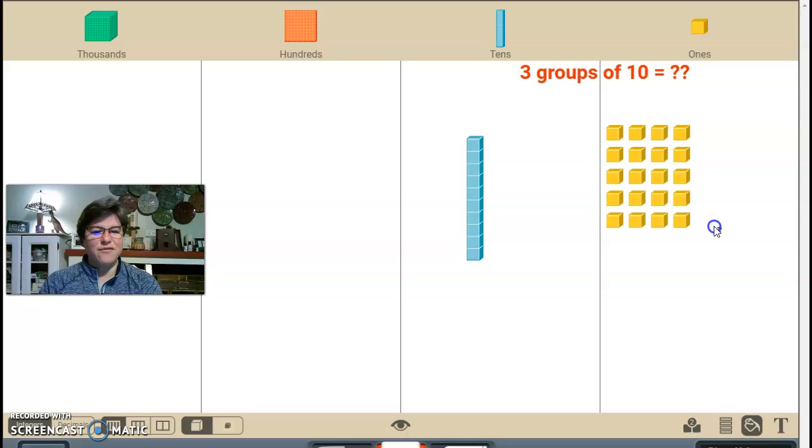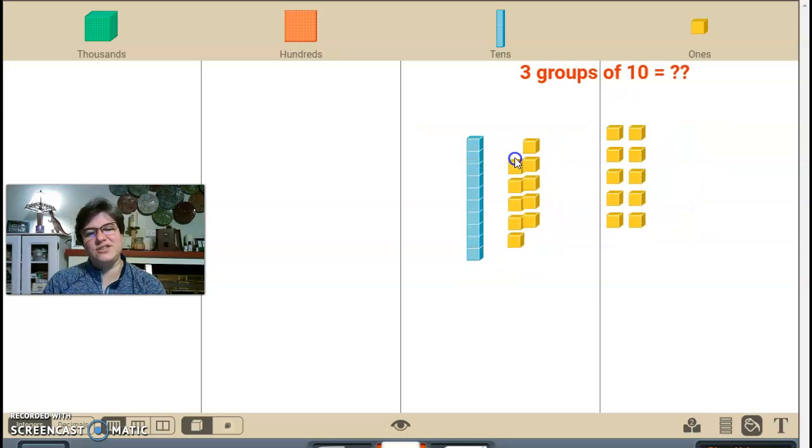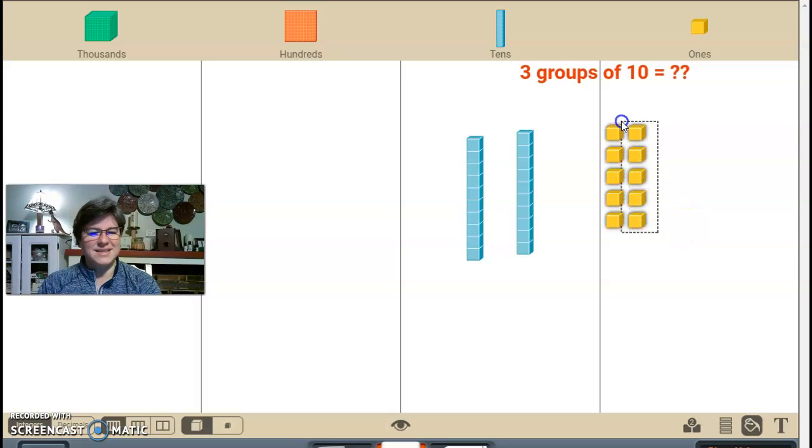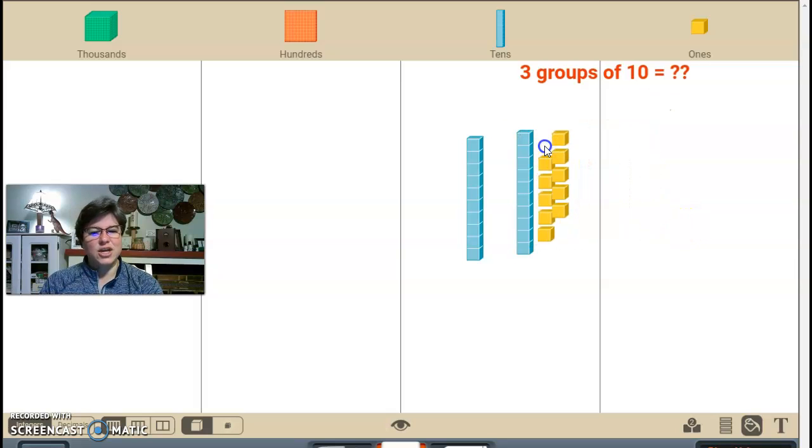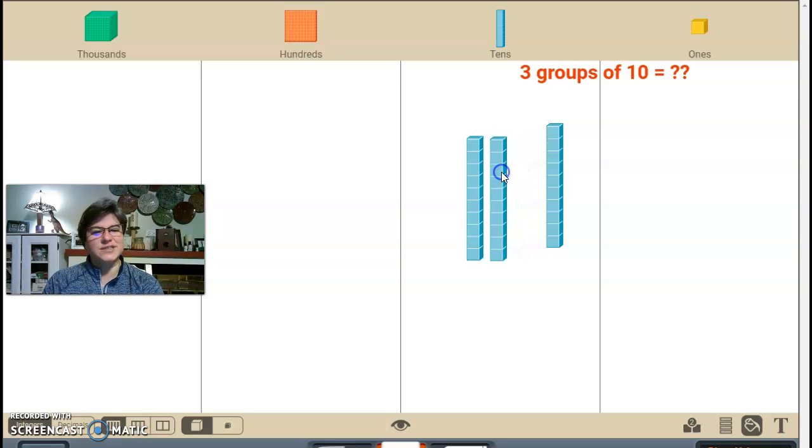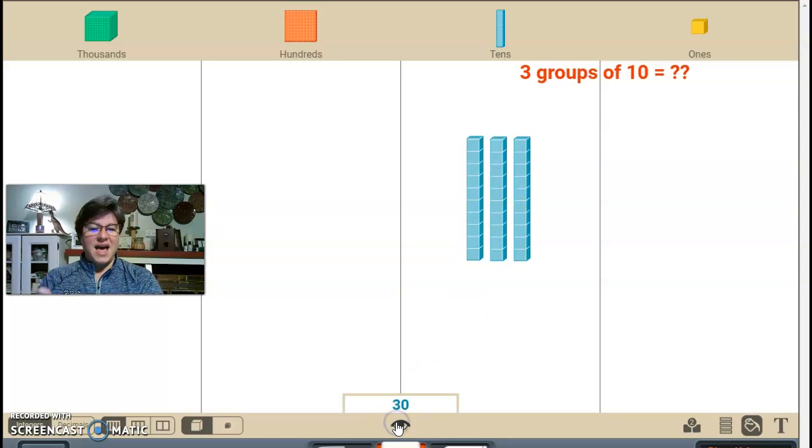I think I have 3 groups of 10. So I'm going to shift them over and see, do I really? Well, let's see. I do. I do have 3 groups of 10. It's much easier to see this way than it was with ones and trying to build it out, right? If I look, I have 30 pieces.